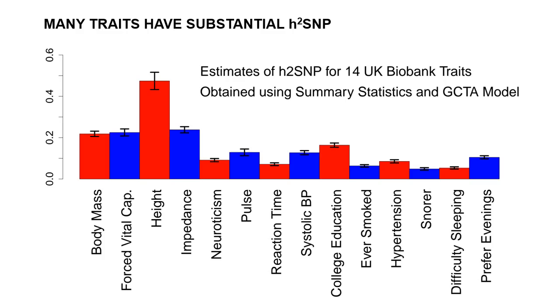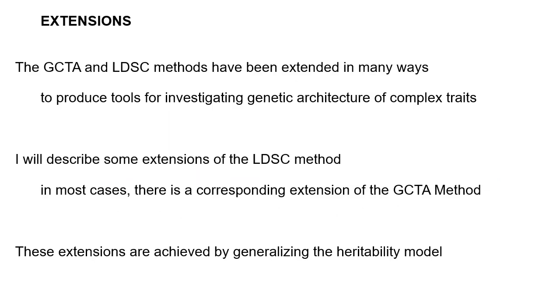And this reflects what we've seen across statistical genetics as a whole. These analyses have shown that SNPs are important for a wide range of complex traits and diseases, and therefore justify the GWAS approach. I will now describe some extensions of the method for estimating SNP heritability. There have been a number of extensions which have produced new tools for better understanding complex traits. I will describe extensions of the LD score method, but in most cases there's a directly equivalent extension of the GCTA method. All these extensions are obtained by generalising the heritability model.